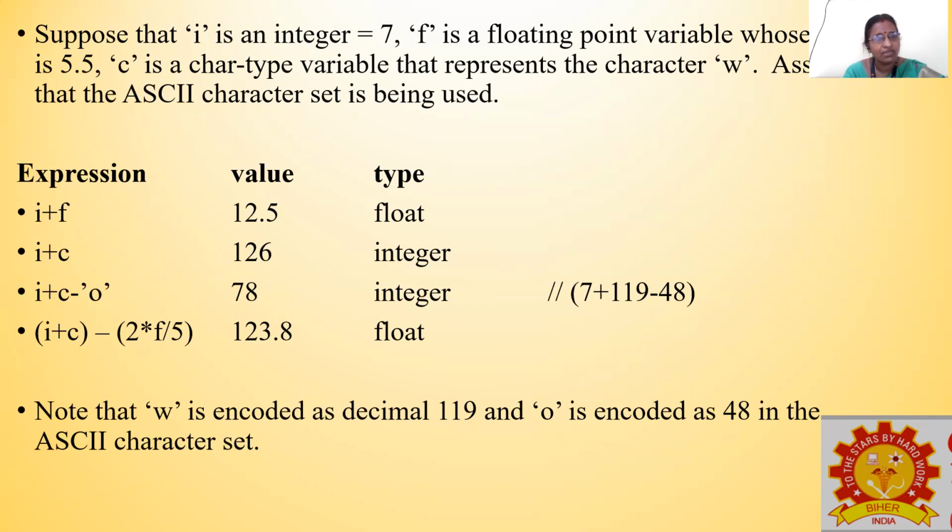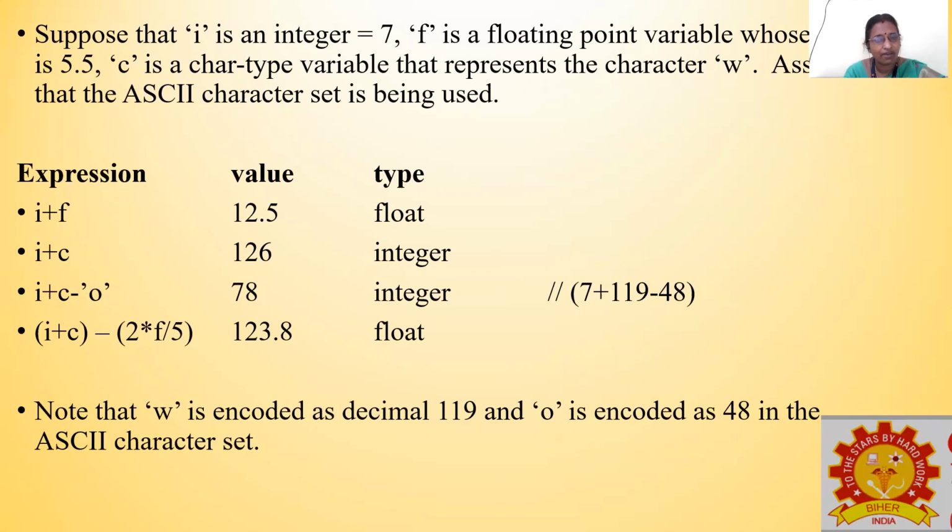Integer I equal to 7, C is equal to the character W, whose ASCII value is 119. 119 and 7 are added, and the result will be 126. So higher priority, higher precision is here integer. I plus C minus O: here a blend of integer and characters is given. I value is 7, C equal to the character W, whose ASCII value is 119, minus O.